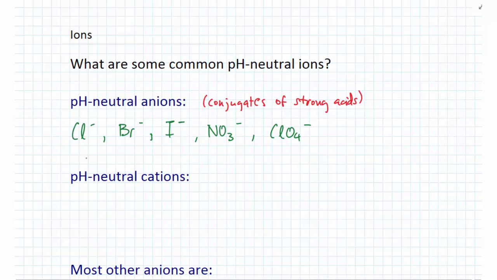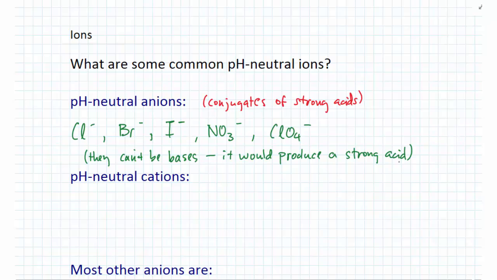I think the best way to think of it is that they can't be bases. They're too wimpy. They would produce a strong acid if they accepted a proton. The reason strong acids are strong is that the connection between the H and the anion is loose. HCl has a weak bond between H and Cl, so it gives away its H. That means it's less likely that a Cl would accept an H.